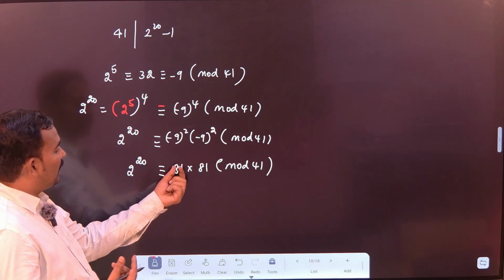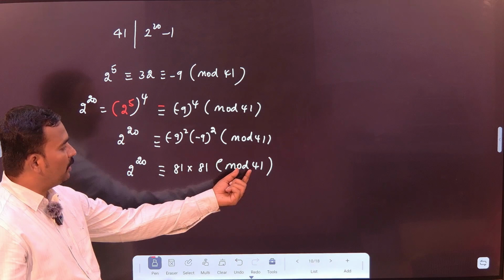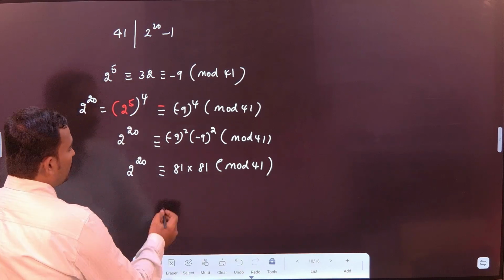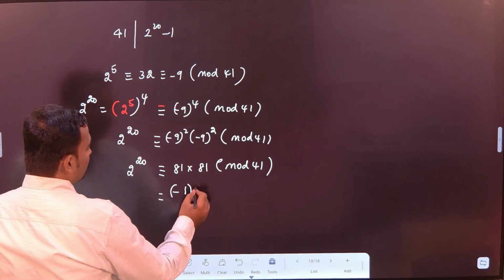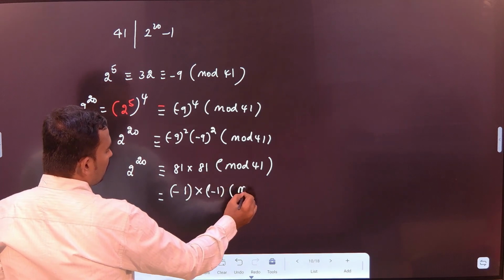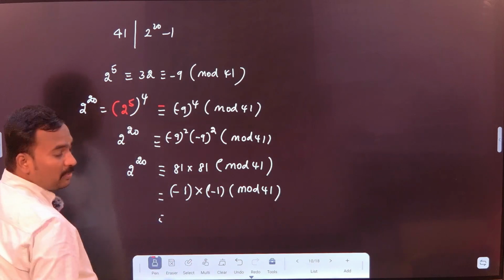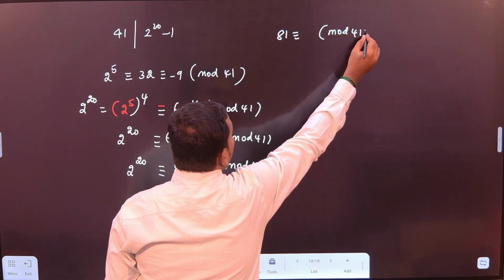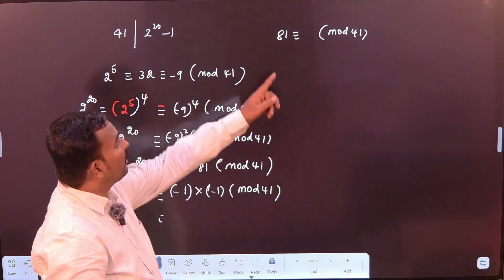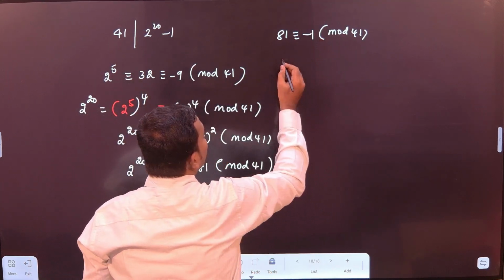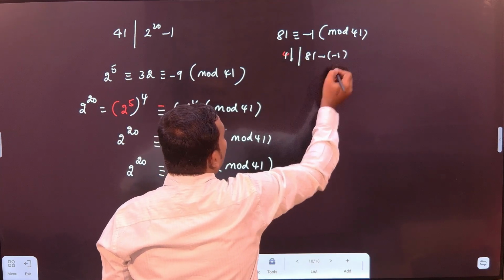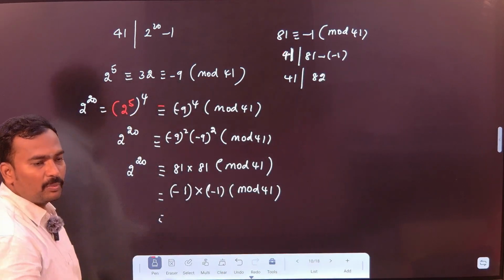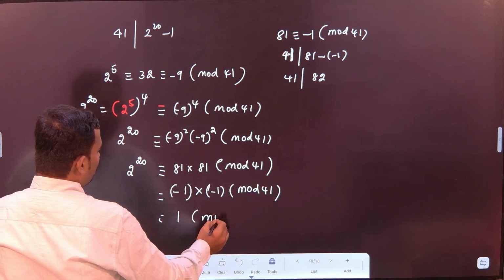When you divide 81 by 41, what is the remainder? 41 times 2 is 82, so -1 is the remainder, right? So 81 is congruent to -1 modulo 41. Why is it true? Because 41 divides 81 minus (-1) by definition, that is 82, and 2 times 41 is 82, right? Okay, it is true. Therefore 1 modulo 41 we can write for 81 times 81, and this is 2 power 20.